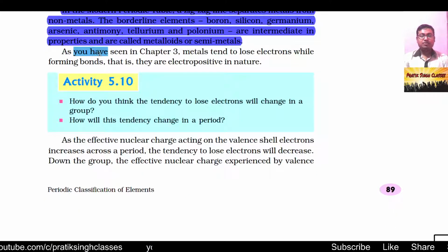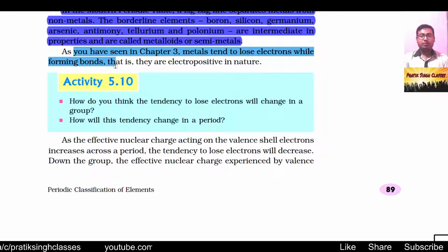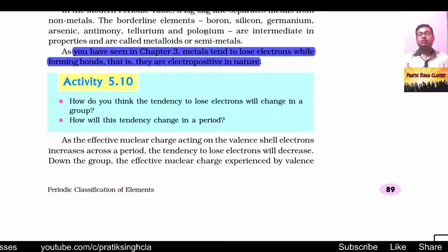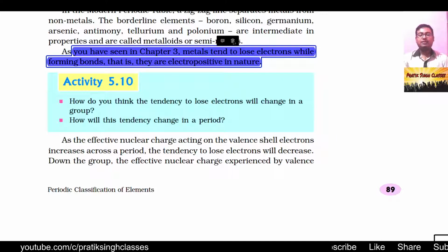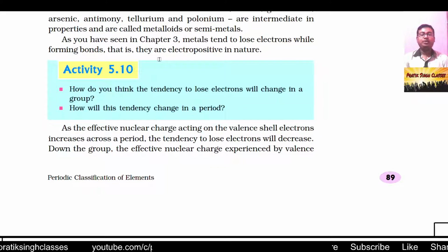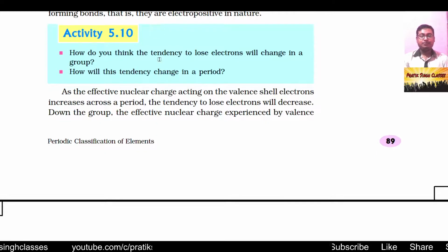As you have seen in chapter 3, metals tend to lose electrons while forming bonds, that is, they are electropositive in nature. Always remember, metals lose electrons and non-metals gain electrons while forming a bond. So metals are electropositive in nature and non-metals are mostly electronegative in nature.